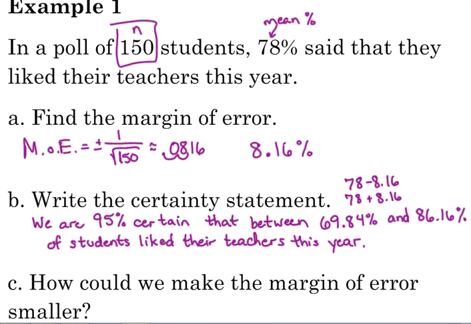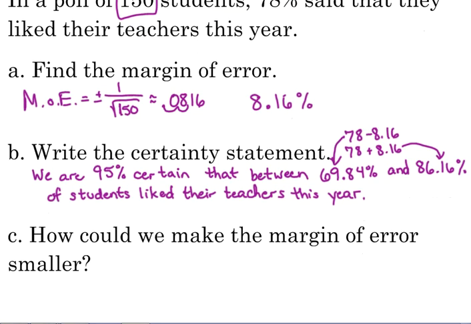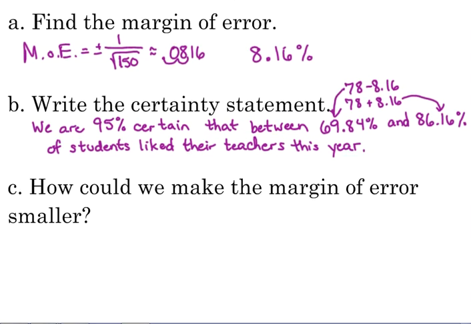Okay, that is the certainty statement. The beginning of it always starts the same. We are 95% certain. That does not change. That's our given. We are 95% certain that between, we take our percent, subtract the margin of error, our percent plus the margin of error, that's where those numbers came from, and then whatever the survey question is about. In this case, students liking their teachers this school year. Any questions about that? Pretty straightforward.